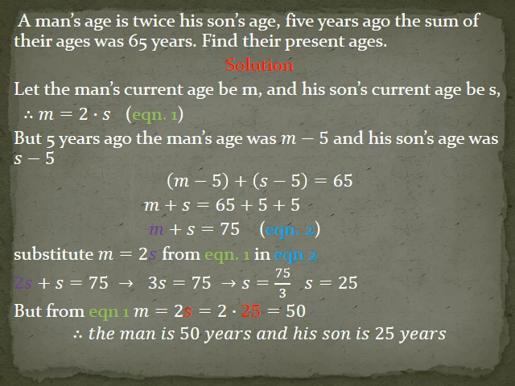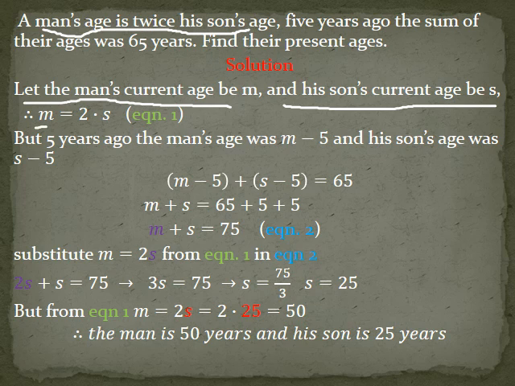From the first line, we are told that the man's age is twice his son's age. So the first thing we do is we pick a letter and represent the man's age. So we can say let the man's current age be M, and let his son's current age be S. So from the first line, we're told that the man's age is twice his son's age. So we can write M equals 2 multiplied by S. That means the man's age M is twice his son's age, and we can make that our first equation.